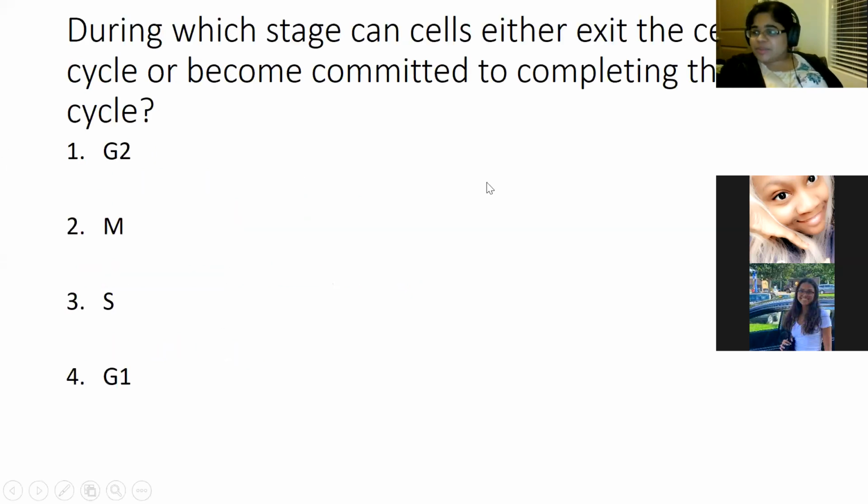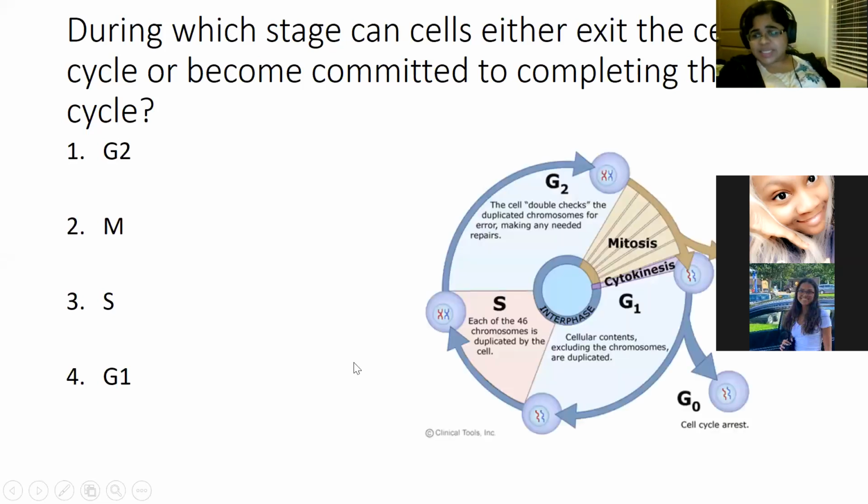Remember that question that we were talking about with the cell cycle? I actually got them mixed up with another question as well. During which stage can cells exit the cell cycle or become committed to completing the cell cycle? As you guys said, it is actually G1, where you go out to G0. S phase is where you end up getting irreversibly committed to the cell cycle itself, okay?